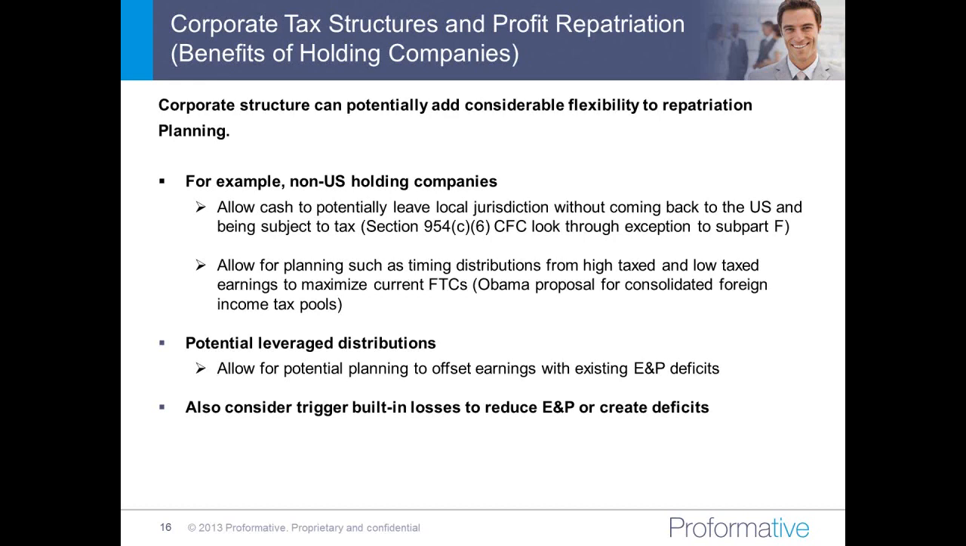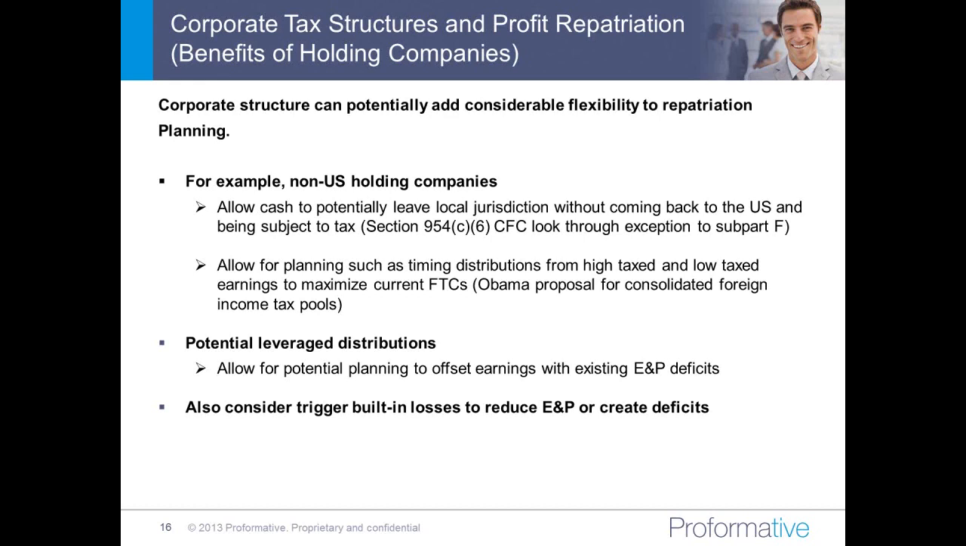The other thing a holding company does allow for is planning ahead and thinking, where do I have income? Where do I have losses? How do I potentially, at a minimum, offset the two? Where do I have high taxed income? Where do I have low taxed income? How can I potentially net the two in an efficient way to get cash back to the U.S.?